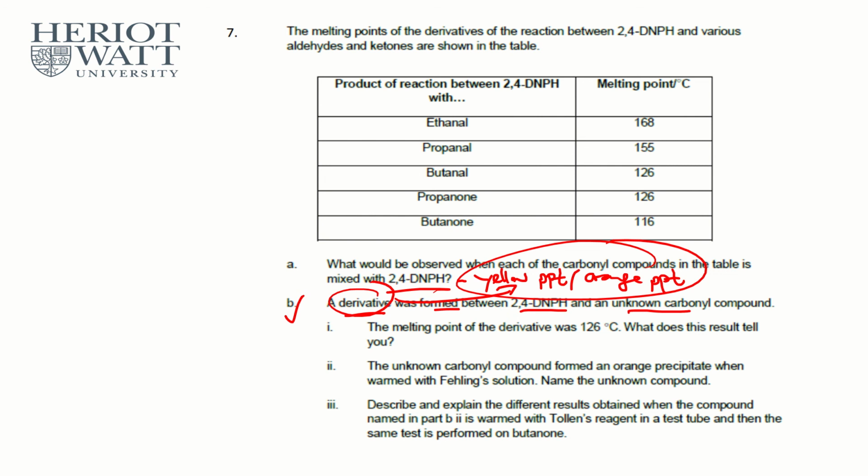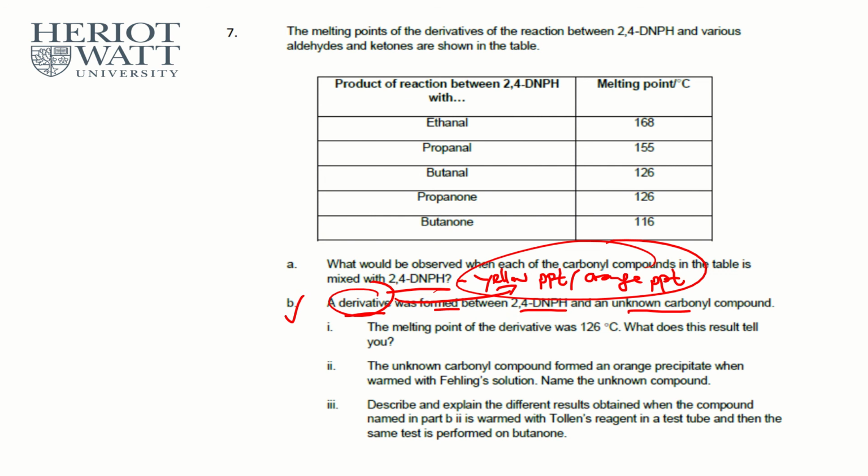What does it tell you here? Now, if you combine with 2,4-DNPH, in this case getting a yellow precipitate, the melting point of this derivative tells you the identity of the carbonyl compound that mixed with it. The melting points remain almost the same. That's a good thing about it. So by measuring the melting point of the final product, we can tell which aldehyde or ketone actually combined with the 2,4-DNPH to form this yellow precipitate.